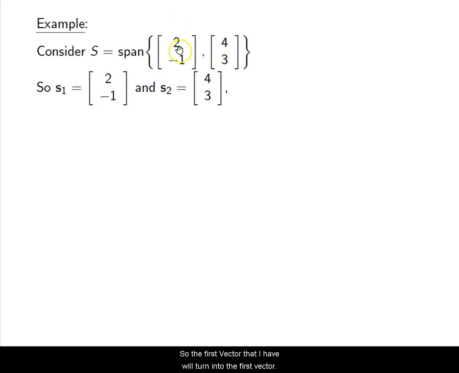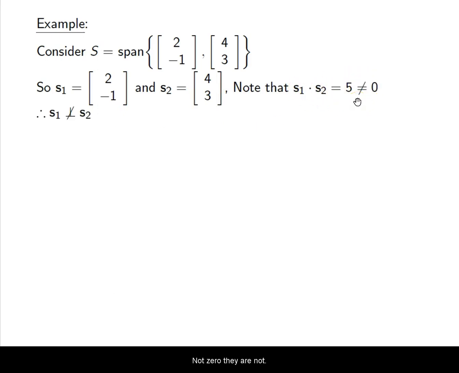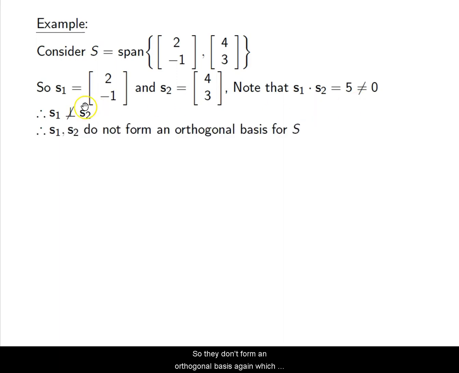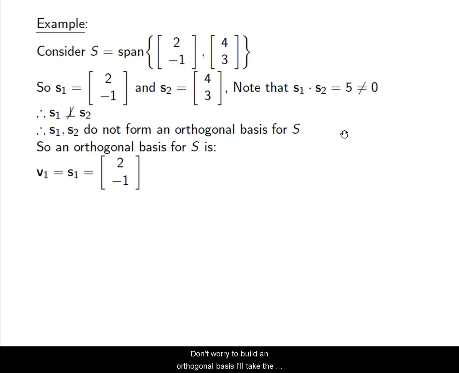The first vector that I have will turn into the first vector in my orthogonal basis. These are not orthogonal to each other, which was the problem I had, so I'm just checking that. It's 5, not 0. They are not perpendicular to each other. They don't form an orthogonal basis, which is what the problem was. So in order to build an orthogonal basis, I'll take the first vector and call that v1. That'll be the first vector in my new orthogonal basis.